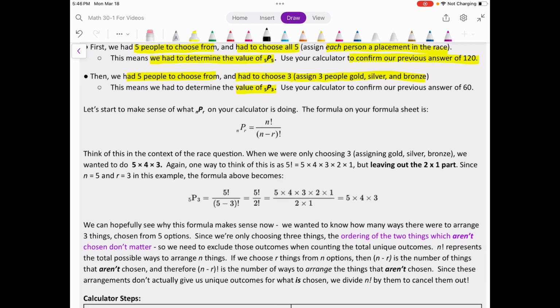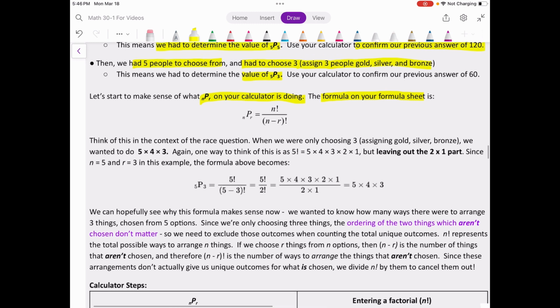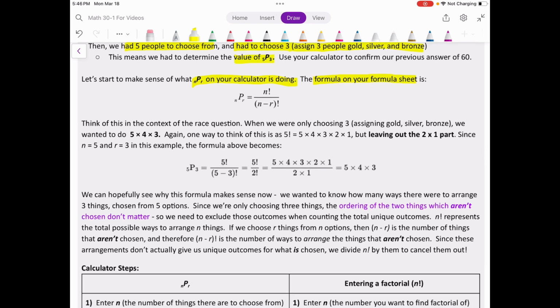But I want to make sense of what nPr is actually doing, because it's locked behind the mystery of our calculator. We put it in, the calculator spits out a number. What's actually happening? Well, it's just using the formula that is on your formula sheet. And again, we'll explain why this formula makes a lot of sense. Okay, so here it is. If you check your formula sheet, you will see this formula, that nPr is just taking n factorial and dividing it by n minus r factorial.